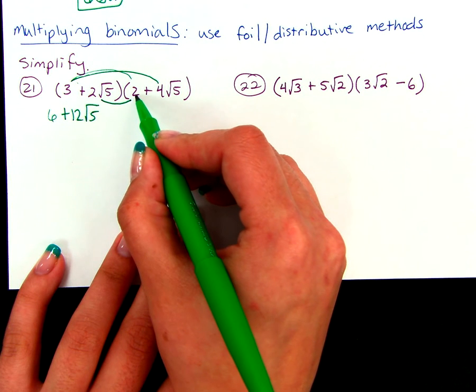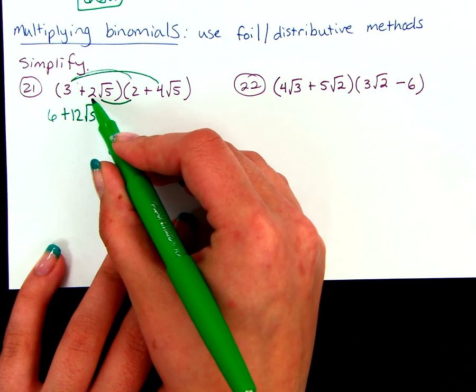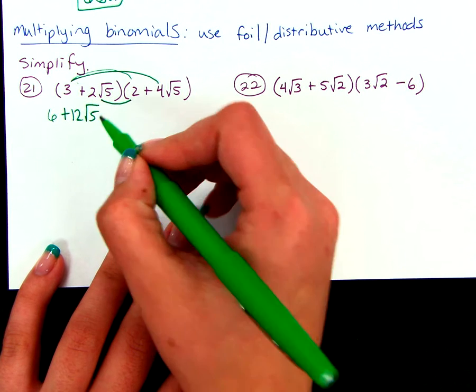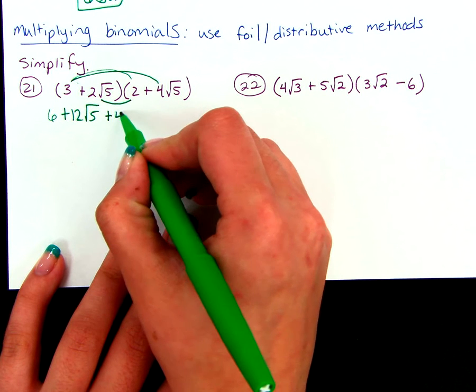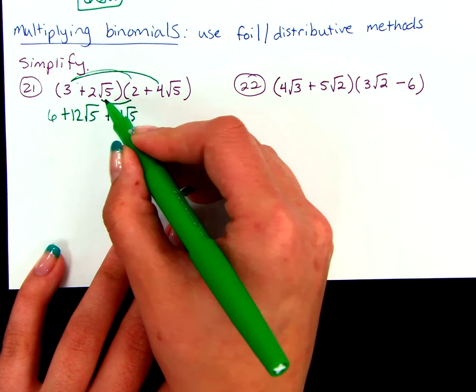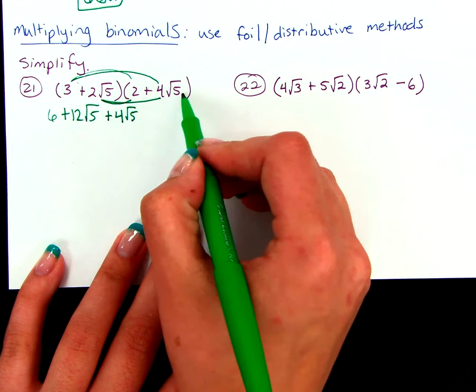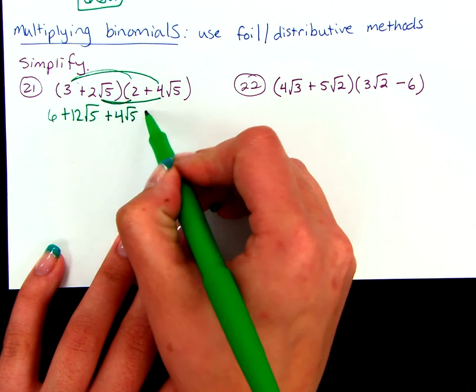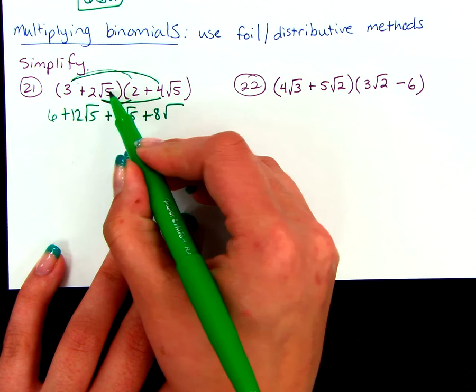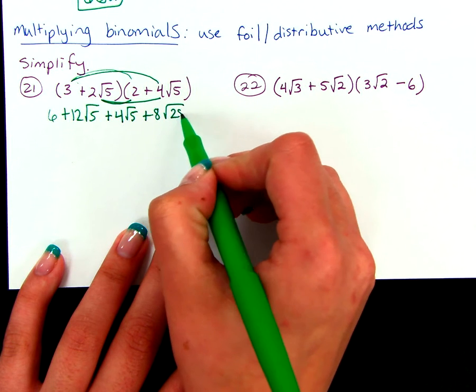So again, we're going to multiply the 2 to the number on the outside of the radical. So 2 times 2 would be 4. So then this will be 4 square root of 5 for that one. And then for our last set, again, we're going to multiply the outside numbers and then the inside numbers together. So 2 times 4 is 8. And the square root of 5 times square root of 5 is square root of 25.